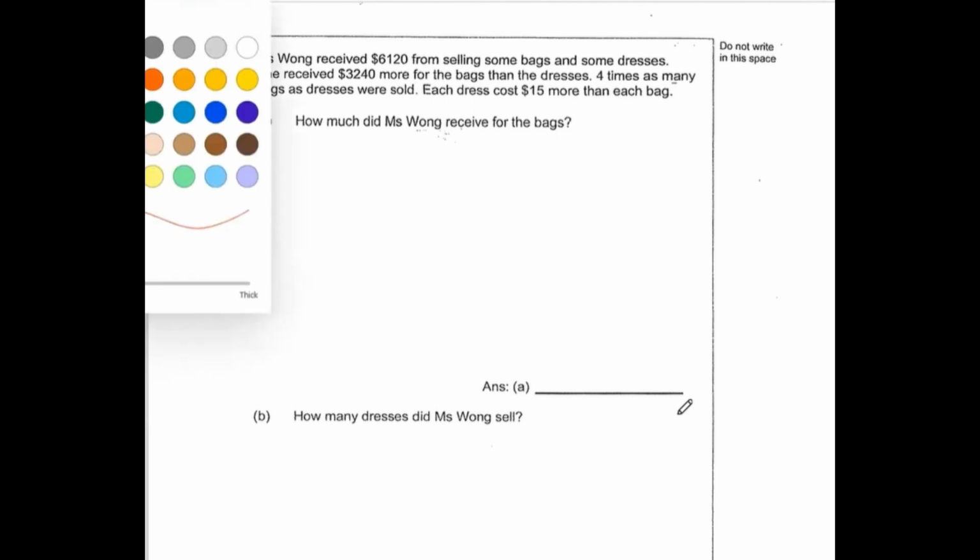Okay, so when we talk about the amount of money, what do we have? We have the total amount from selling everything, the bags and the dresses, and then we also have the difference in the amount. So basically, we are comparing the bags and the dresses. More for the bags. Okay, so this is what it looks like. Difference is 3240. The total is 6120. How much did she receive for the bags?